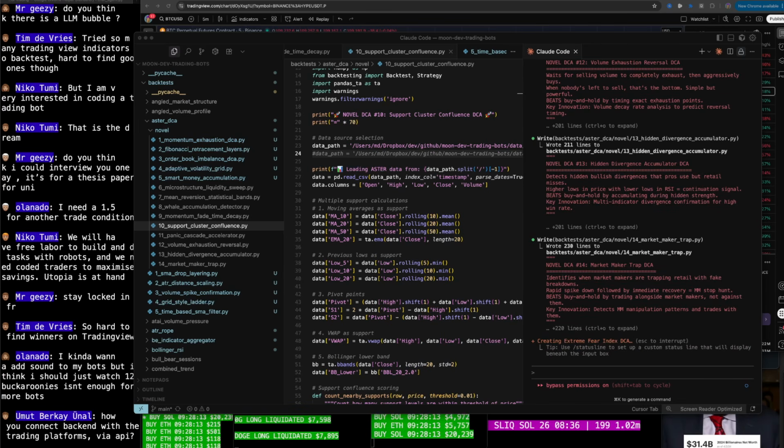So market maker trap DCA. How do you connect the backend with the trading platforms via API? Yep, exacto. It's quite easy actually, especially since we have AI now.